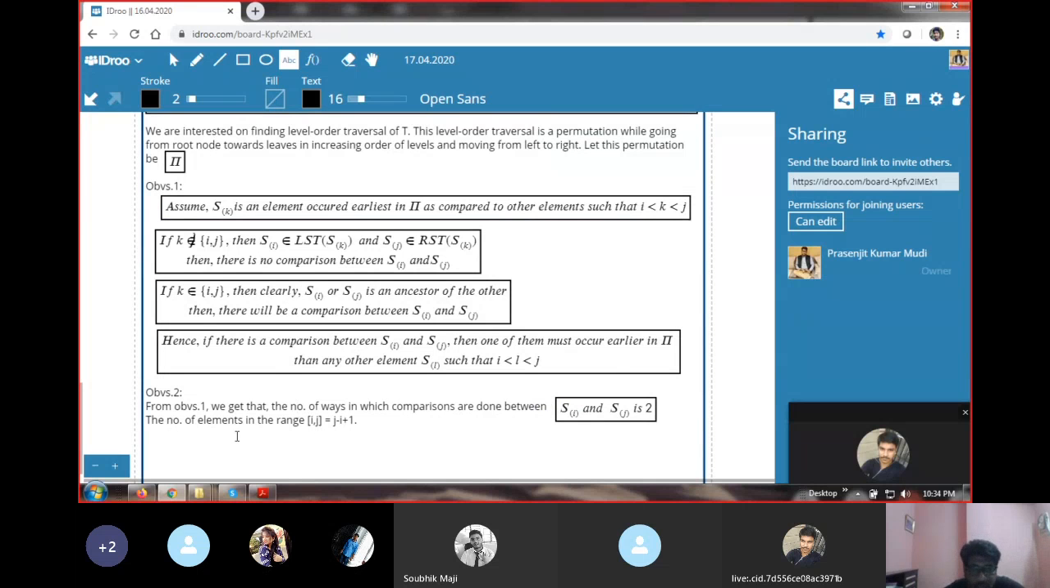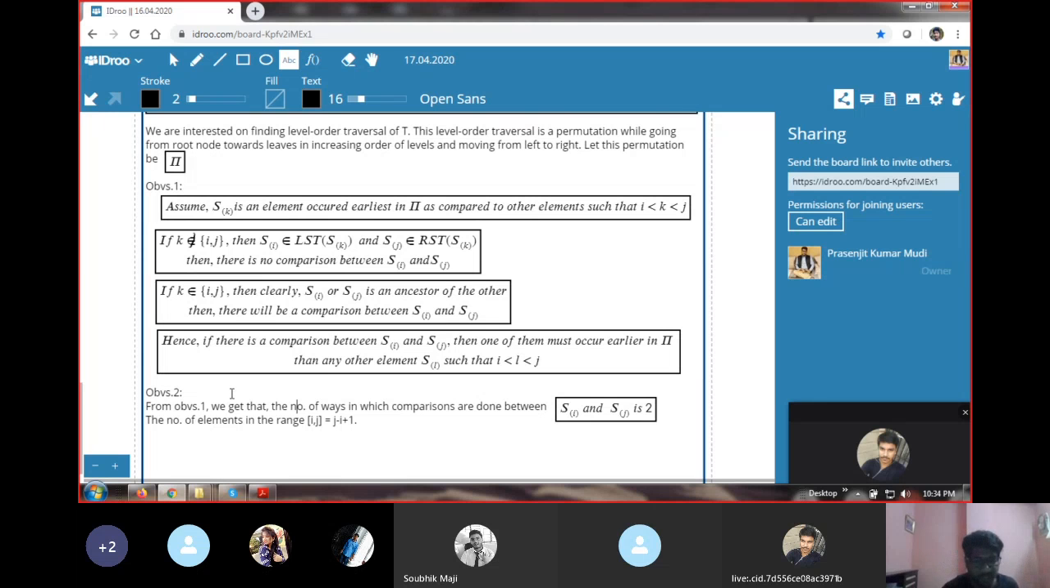We now come to the probability. Pij is the probability that Si and Sj are being compared. In how many ways are Si and Sj compared? That is 2. Now we have to find the total number of ways, and we divide 2 by the total number of ways to get the probability Pij.